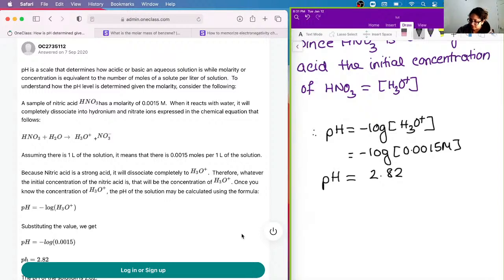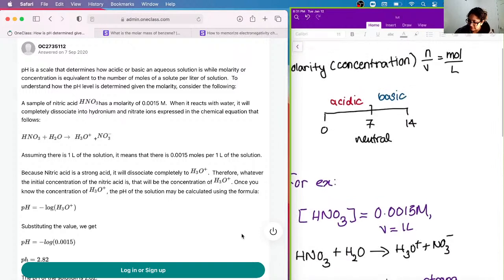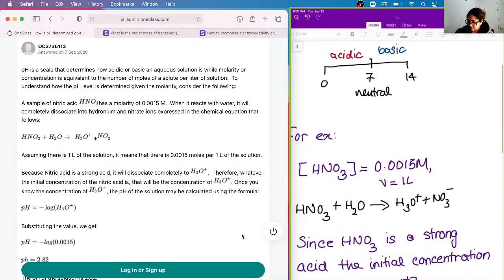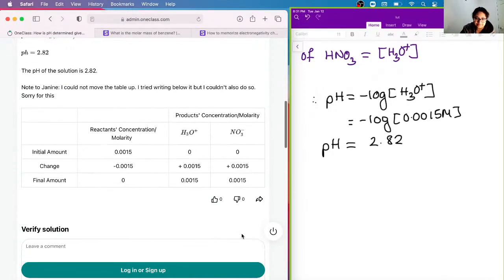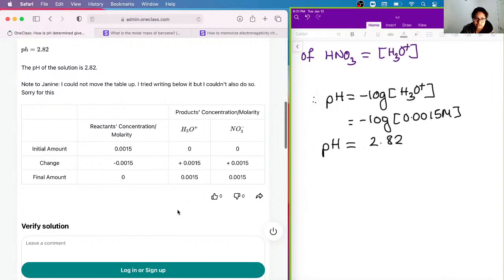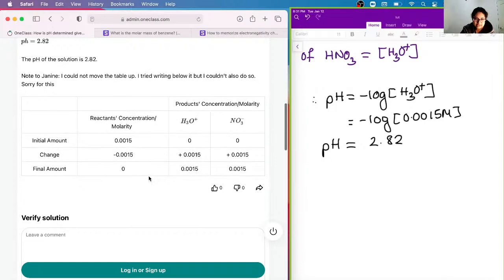Because if you go back to our pH scale over here, we said anything from 0 to like 6.5 is acidic. And so you can see this is very, very acidic, right? And so basically the pH of the solution is 2.82. So this is basically the solution.